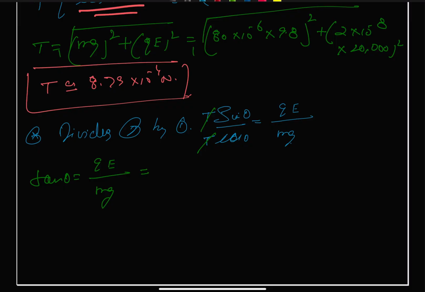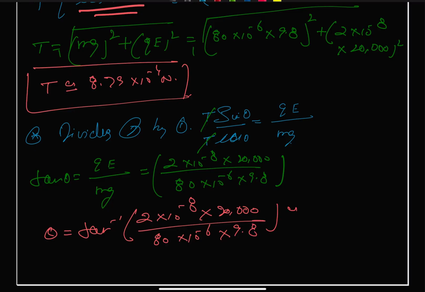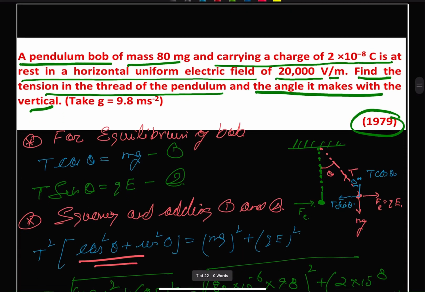Now we substitute the value. Charge is 2 into 10 to the power minus 8, electric field is 20,000, mass is 80 milligram, and 9.8. Our theta will be tangent inverse of 2 into 10 to the power minus 8 into 20,000 over 80 into 10 to the power minus 6 and 9.8, and we get approximately 27 degree. So we found out both tension and the angle it makes with the vertical. Next question.